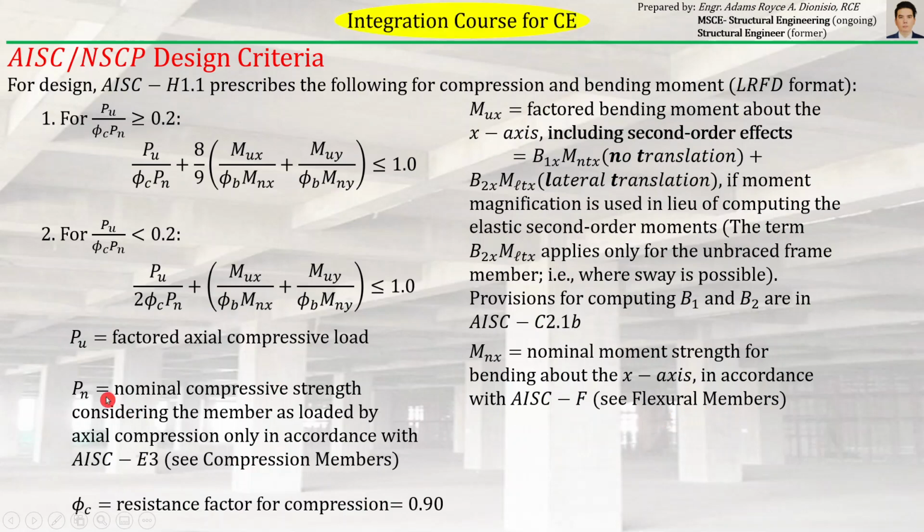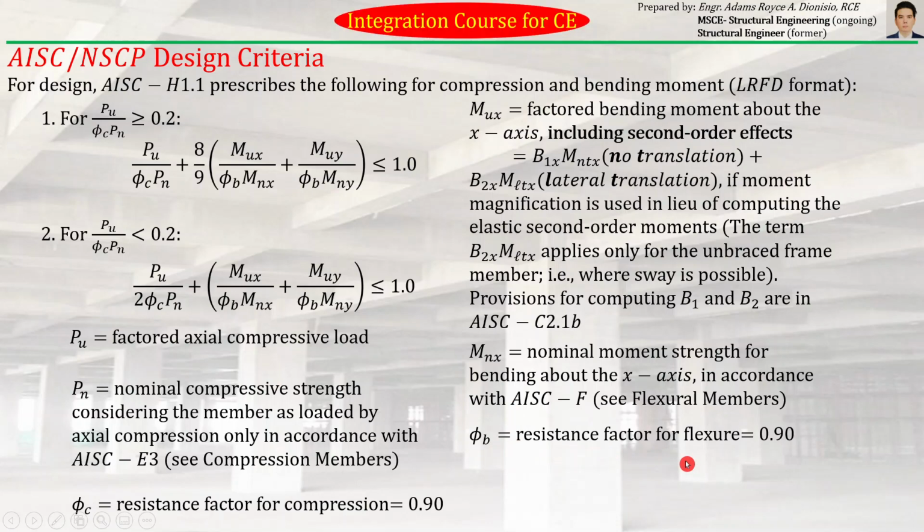Okay. So yung PN mo, kuha natin yan from the topic of columns or compression members. Yung bending moment or yung MN, kukuha natin siya sa topic ng beams or flexural members simply because PN or yung column usually resist axial loads like PN, and yung beams usually resist bending moments like yung MN. Okay. So for the beams or flexural members, yung phi sub B natin is just the resistance factor for flexure or for bending. That's why ang subscript niya ay B. And that is just equal to 0.9 as well.